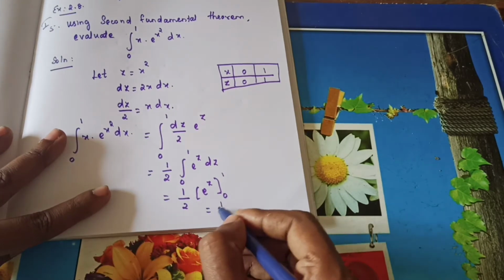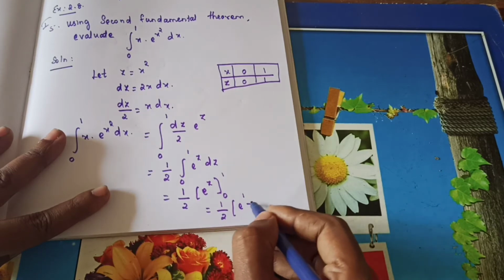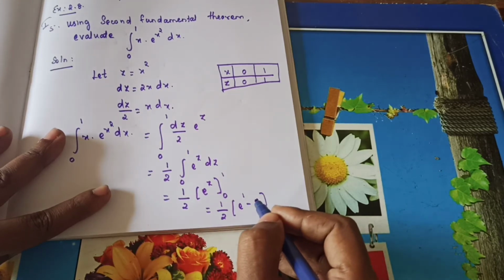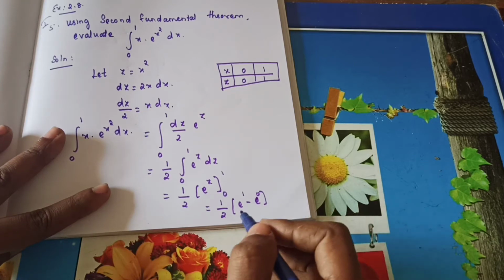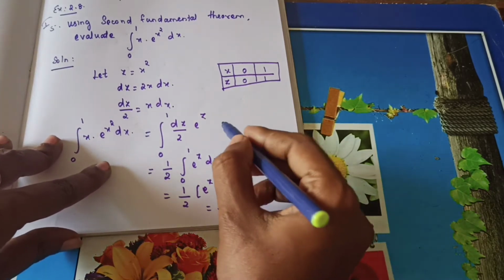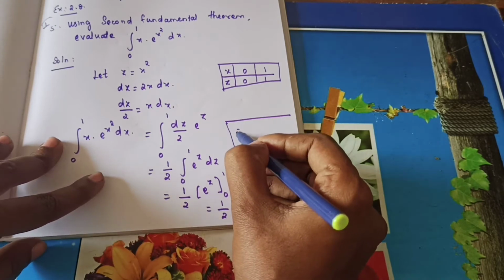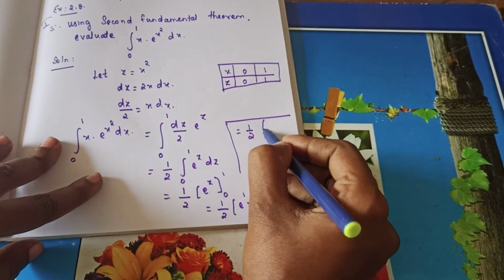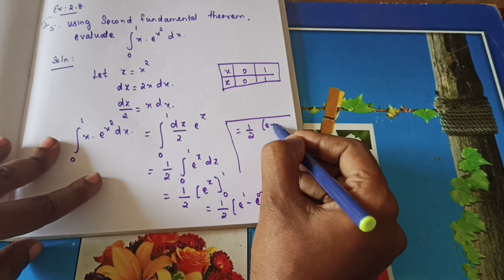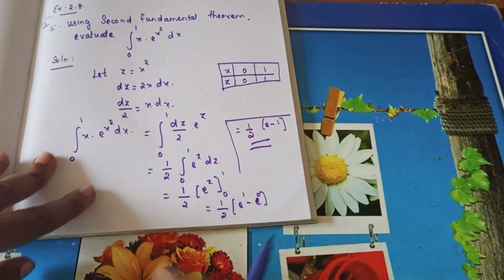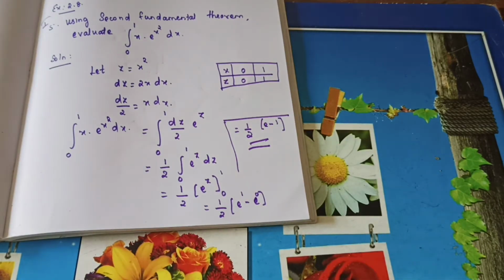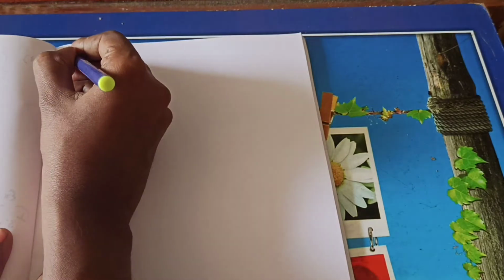Now apply the limit: 1 by 2 into e power 1 minus e power 0. So what's the value we will get? 1 by 2 into e minus 1. Okay, e minus 1 by 2 is the answer. e power 1 the value is e, and e power 0 the value is 1. Okay, got it? Okay. Next problem.